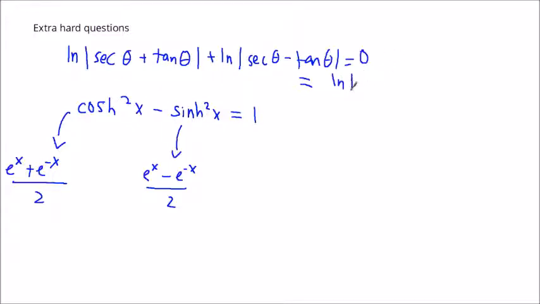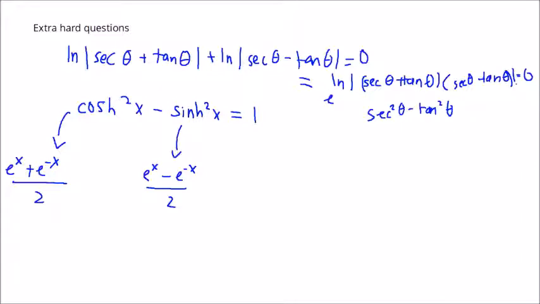So if you remember your log identities, you have sec theta plus tan theta, and we can actually multiply this by sec theta minus tan theta, because that's a log identity right there, and that's equal to 0. And then that will get you sec squared theta minus tan squared theta, and we want that to be equal to 1 somehow, because if you take e to the both sides, you'll have 1.